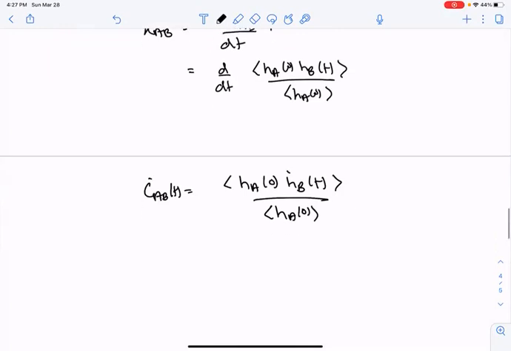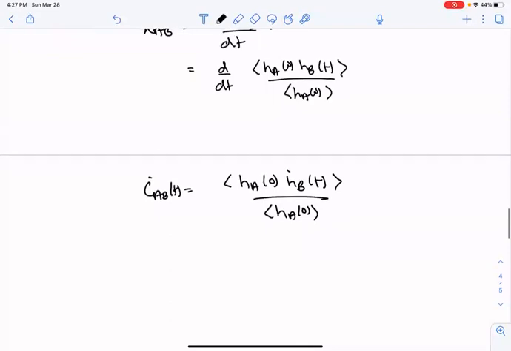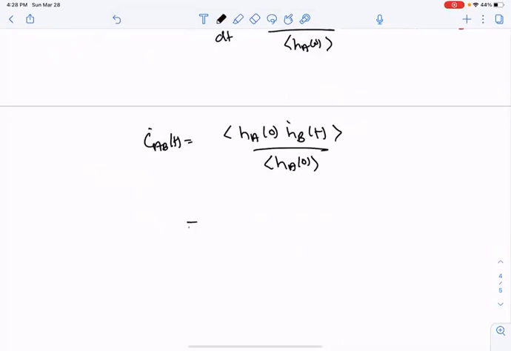For reasons that will be clear momentarily, it behooves us to actually move that time derivative over to the left. We know we can do that because this is an equilibrium correlation function. I could have written that numerator as HA of minus T, HB of 0, and taken the time derivative on HA at the cost of a minus sign. And then I could move that time back.